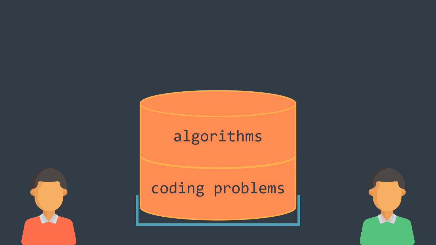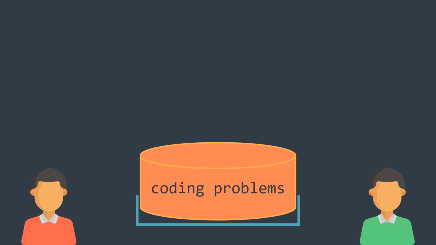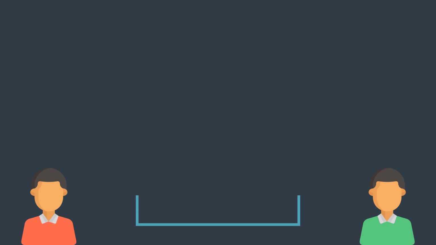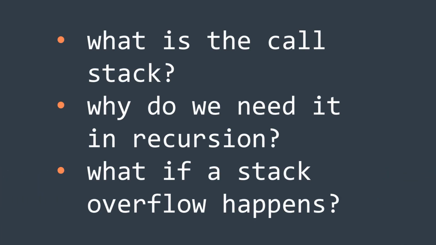After finishing it, you go back to coding problems, and when you finish talking about coding problems, then you don't have subjects left on your subject stack. Note that the process doesn't have to be push push push pop pop pop like we did here, this one was just an example. Now that you understood what a stack is, I can explain the call stack by answering 3 questions. What is the call stack, why do we need it in recursion, and what if a stack overflow happens? So what is the call stack?